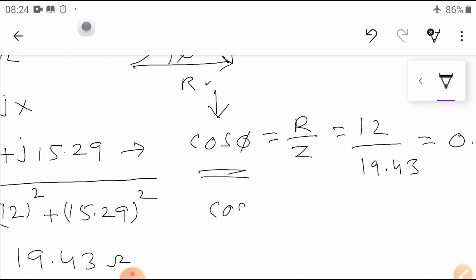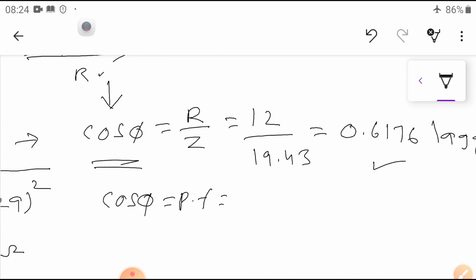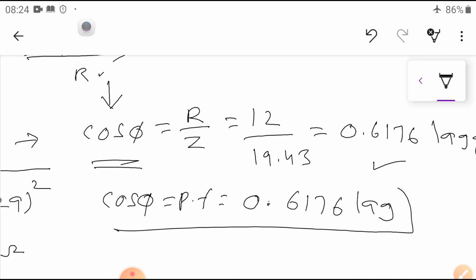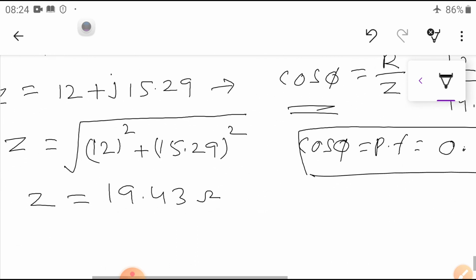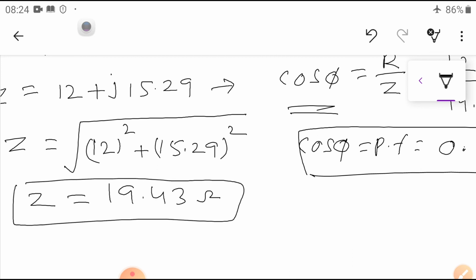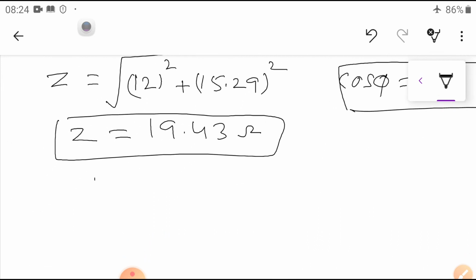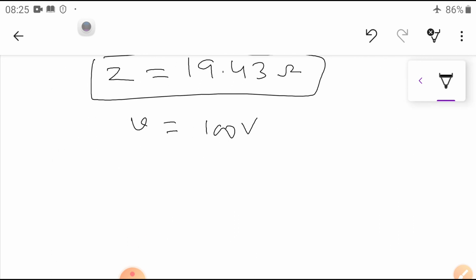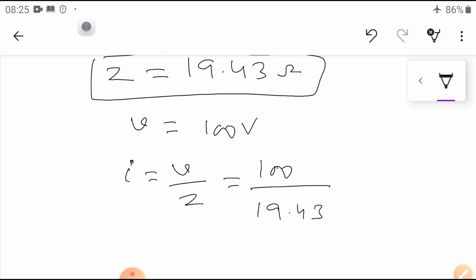What is the cos phi? The power factor PF is equal to 0.6176 lagging. So this is the required thing we calculated. If you know the Z and the voltage, V is given, 100 volts, then I want the current: I is equal to V by Z. So what is the V? 100. What is the Z? 19.43.